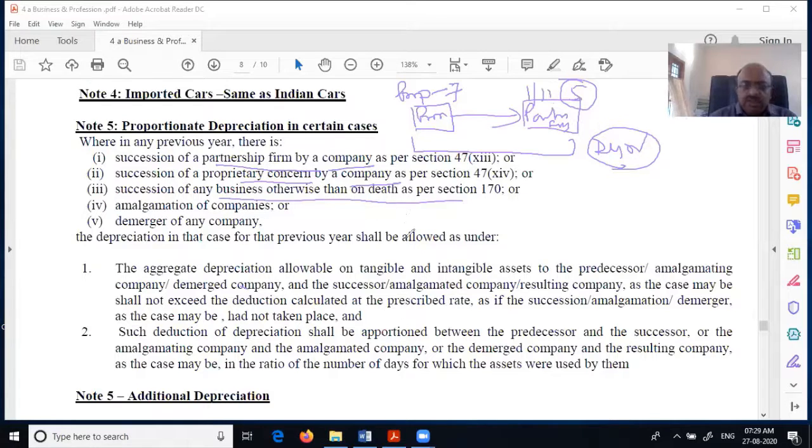So there's nothing much, but total depreciation put together should not exceed the depreciation that you would have charged had there been no such change. So therefore, total depreciation will change. You divide it among them on the basis of the period. That is what they have told. So I don't want to explain much about it.